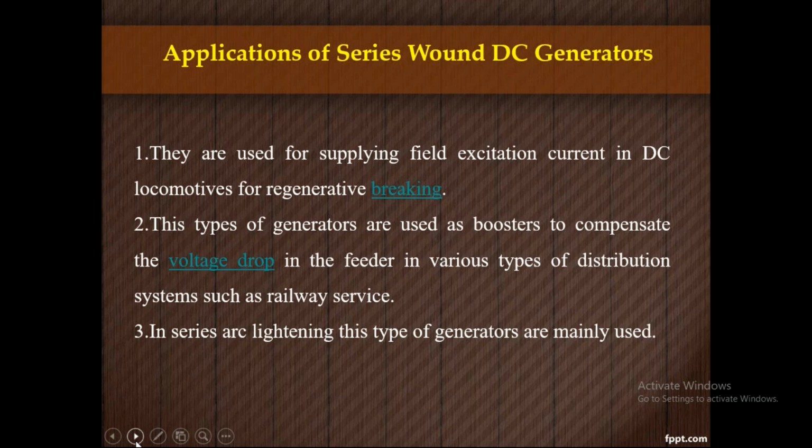Next, application of a series wound DC generator. Now this series DC generator we can use in the electrical regenerative braking in the electrical traction. So do you know what is electrical traction? ఆర్ లోకోమోటివ్స్. లోకోమోటివ్స్ అంటే ఏంటి? Do you know what is locomotives? So locomotives are nothing but metro trains.